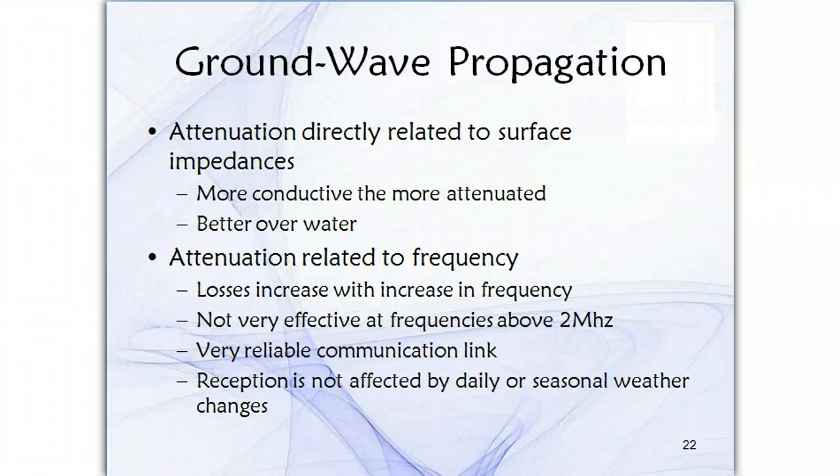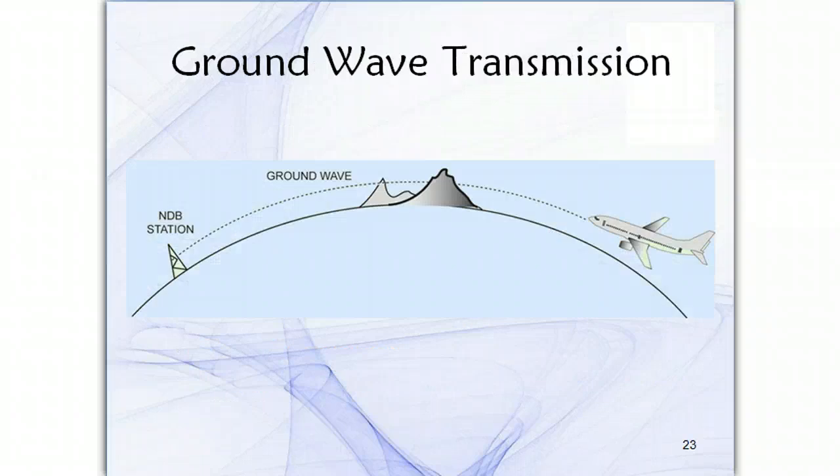Then we have the tropospheric wave. You try saying that three times fast. The tropospheric bending and ducting, that would be in the lower layer of the Earth's atmosphere.